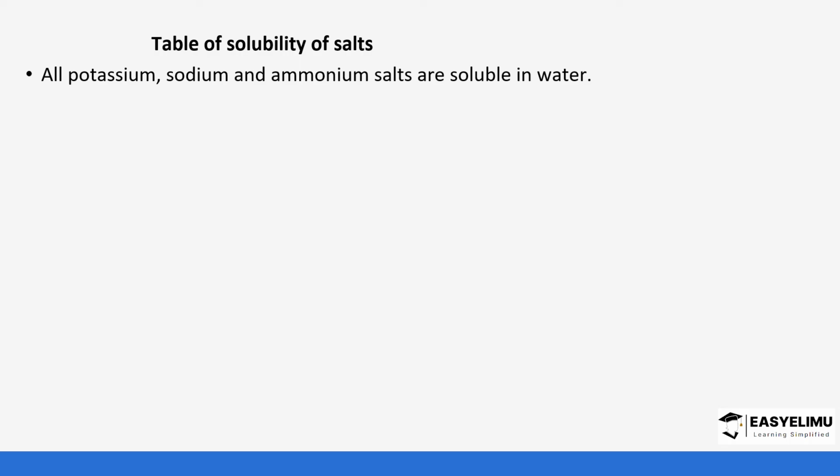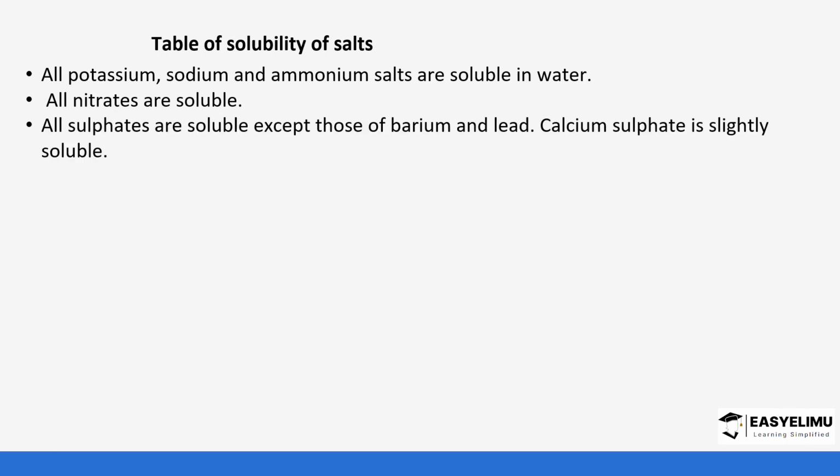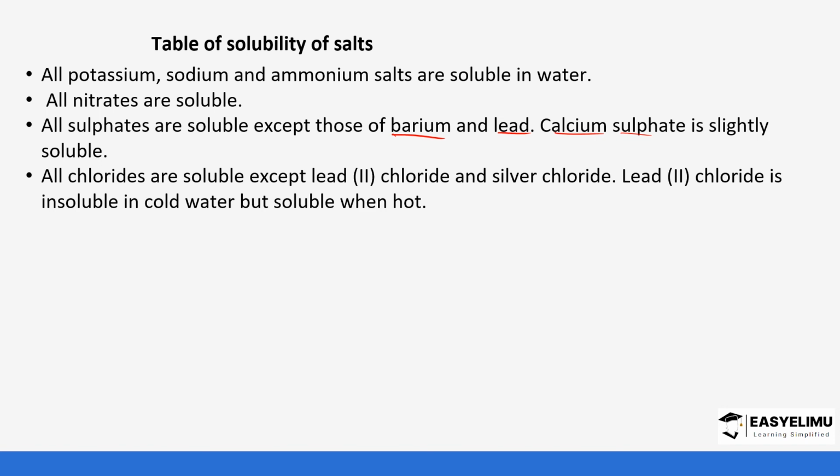All sorts of potassium, sodium and ammonium salts are soluble in water. And then all nitrates are soluble in water. There is no exception. But when it comes to sulfates, there is an exception. All sulfates are soluble, but we have an exception with barium and lead. So barium sulfate and lead sulfate do not dissolve in water, and calcium sulfate is slightly soluble in water.